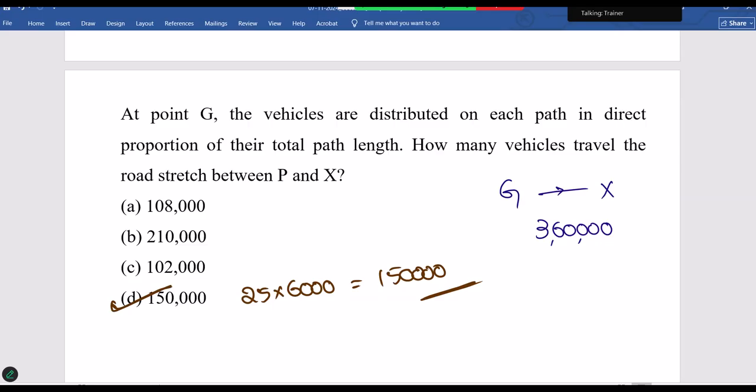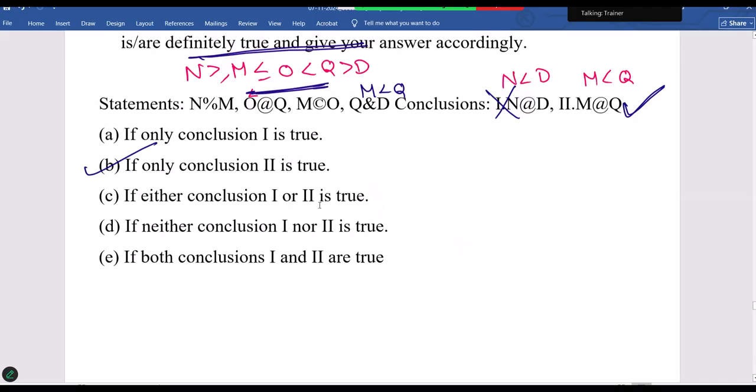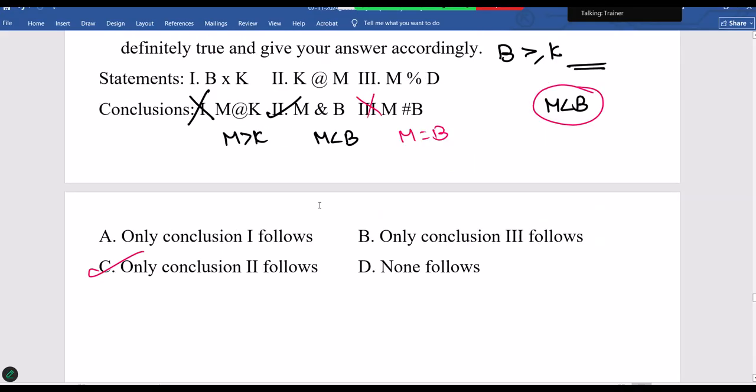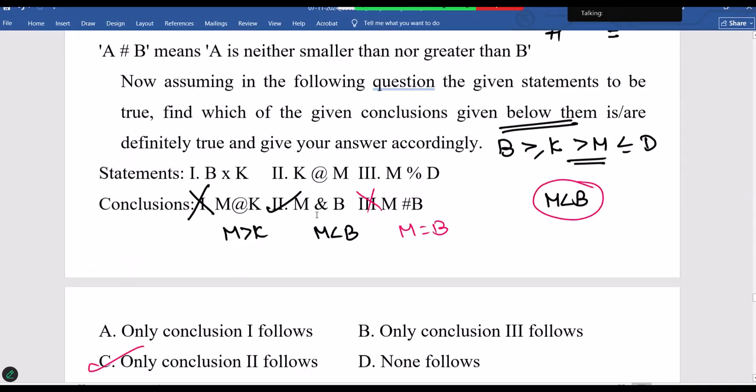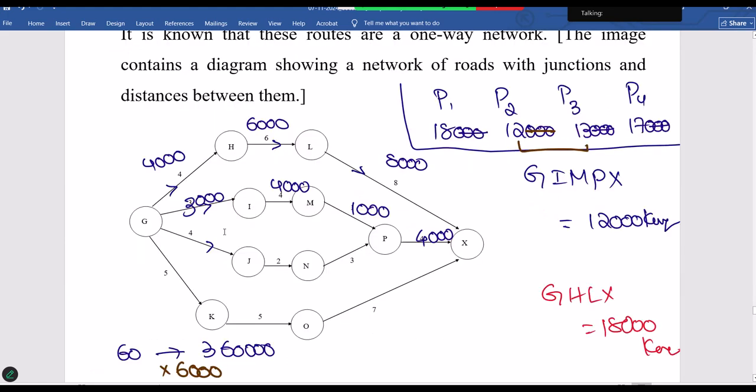This is again from the same diagram, it's a typical question. At point G, the vehicles are distributed on each path in direct proportion to the total path length. Now, how many vehicles travel the road stretch between P and X? That's what you observe here carefully.